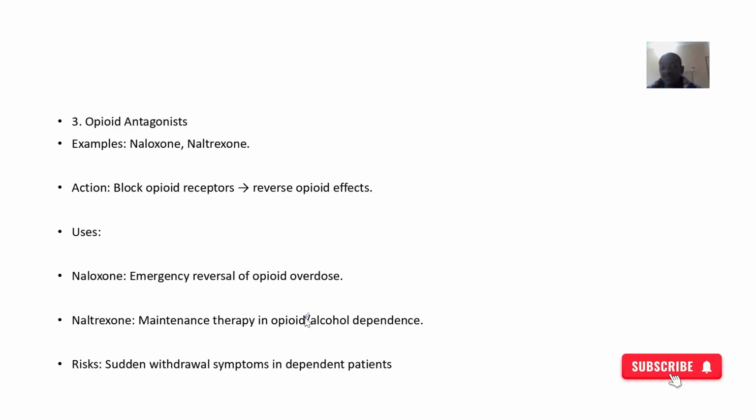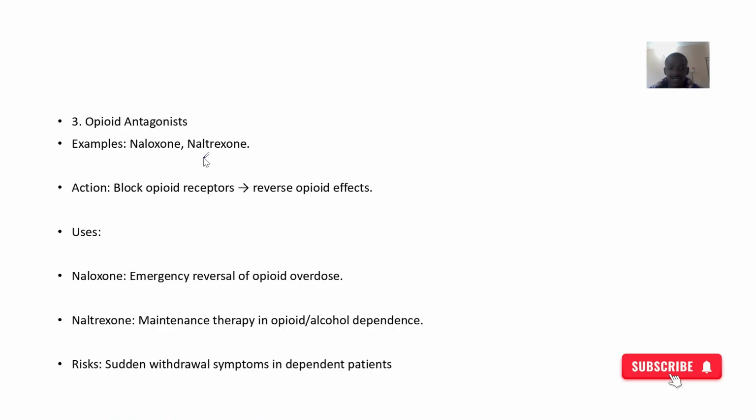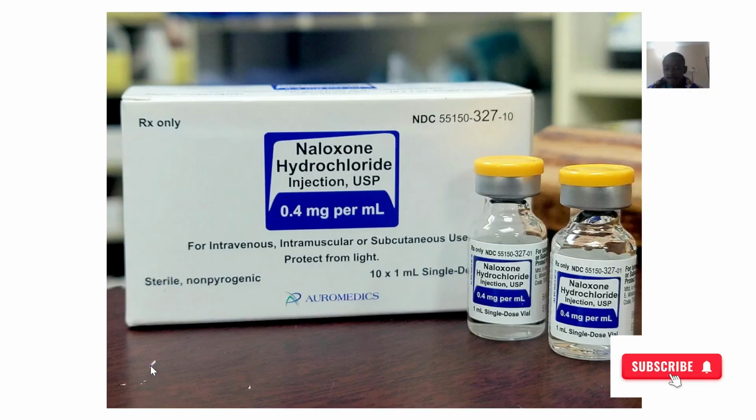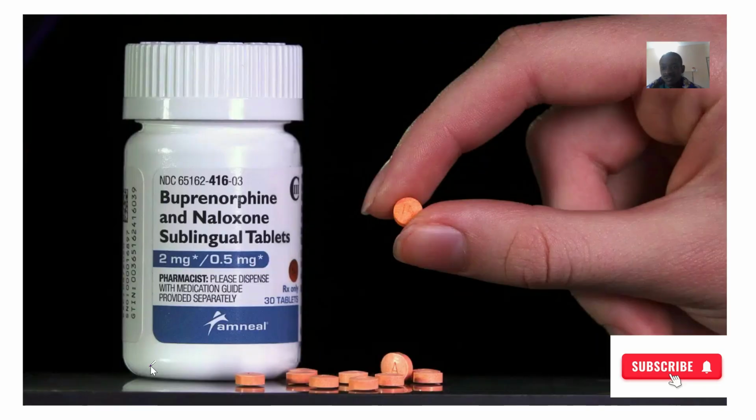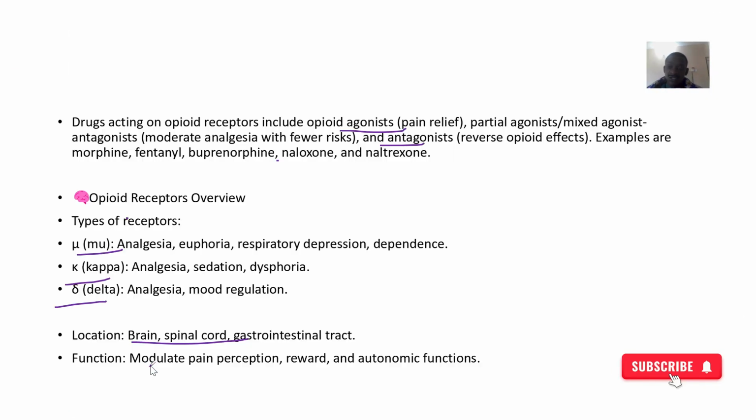Next we have the antagonists. Antagonists will block it. Examples are naloxone and naltrexone. These ones block the receptors, so any effect that the receptors were having, they block. So this is just a preamble, just an introduction to the whole concept. We'll come back and revisit the pharmacology of each of these drugs.